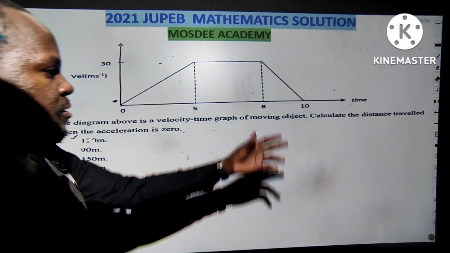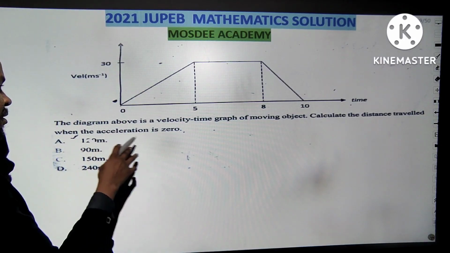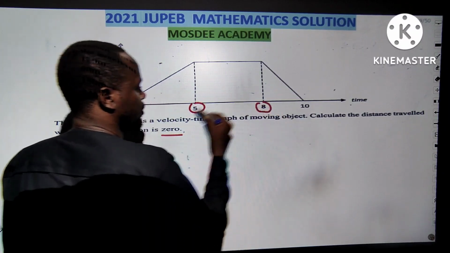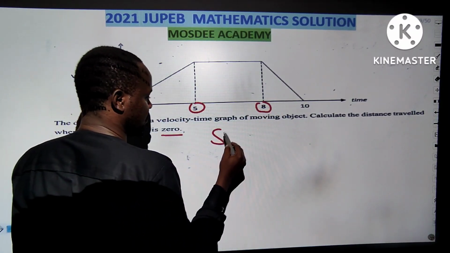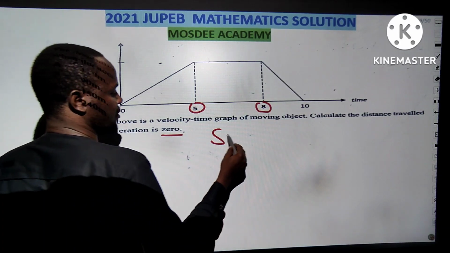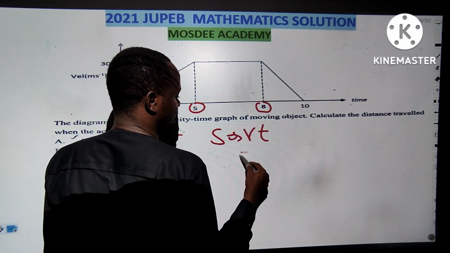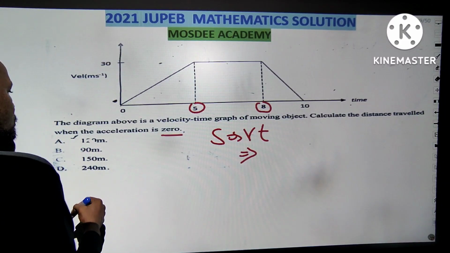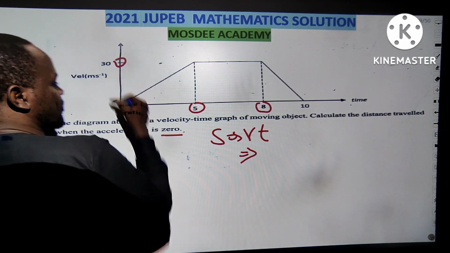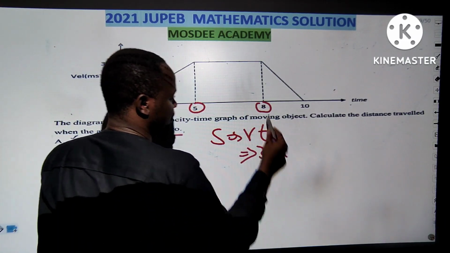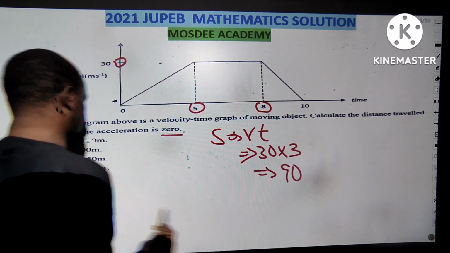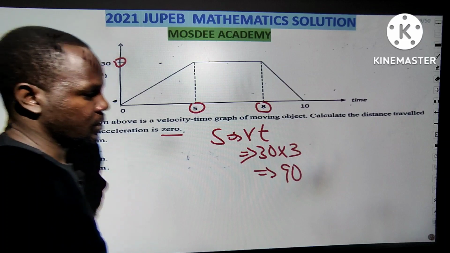This diagram above is a velocity graph. I calculate the distance traveled when the acceleration is 0. That is constant velocity. So what's the time at constant velocity? 8 minus 5. Distance equals velocity times time. We are looking for the distance. The velocity at that point was 30. The time interval is 8 minus 5, which is 3. 30 times 3 is 90 meters. And that's option B. Next question, please.